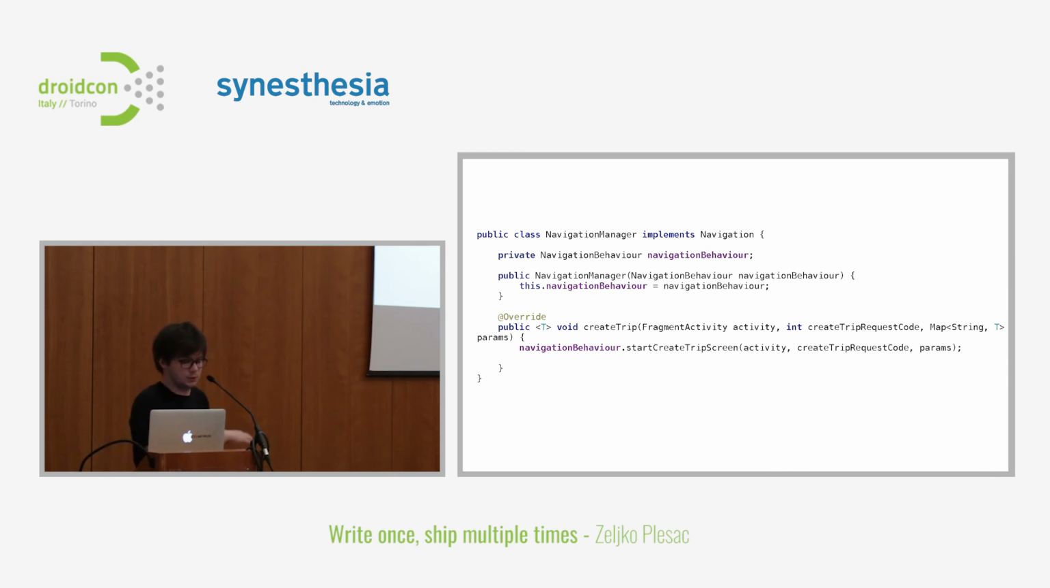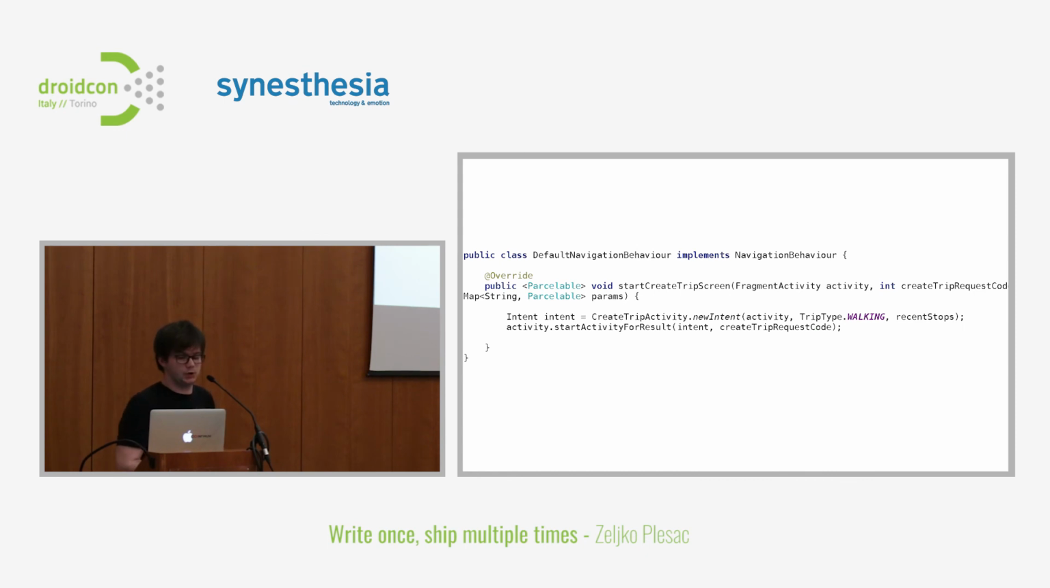So basically, each time you call the create trip method, it will be delegated to the navigation behavior interface. And then the awesome part starts, because we can customize the navigation behavior interface by providing different implementations. Let's say that in our default navigation behavior implementation, we will start the create trip activity with some input parameters and with the same request code which was forwarded to the navigation interface.